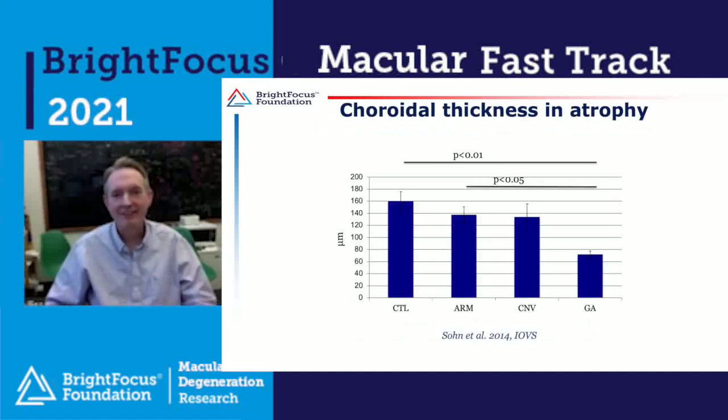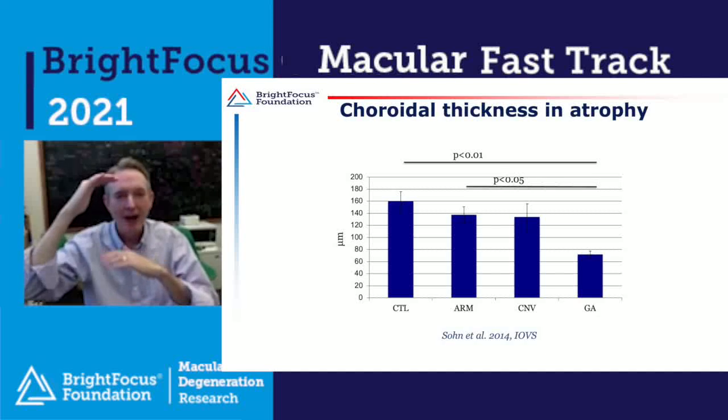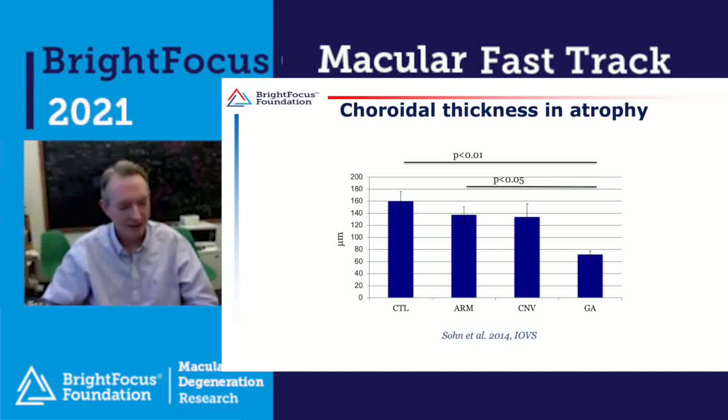Geographic atrophy eyes have reduced choroidal thickness. So the big, thick, highly perfused choroid that Dr. Hollyfield told us about in the submacular area undergoes thinning in eyes with geographic atrophy.